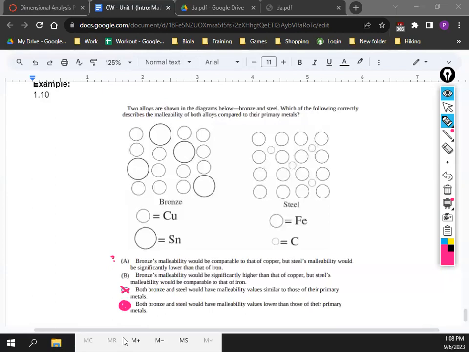Yes. What it's made out of. So for this one, it's comparing bronze with copper, and then steel with iron. When it says primary metals, it's not comparing with just one of them. Either of them, yeah. It might specify, but primary metals is just what it's made out of. Good question. All right. And the one on your exam is going to be kind of similar to this.